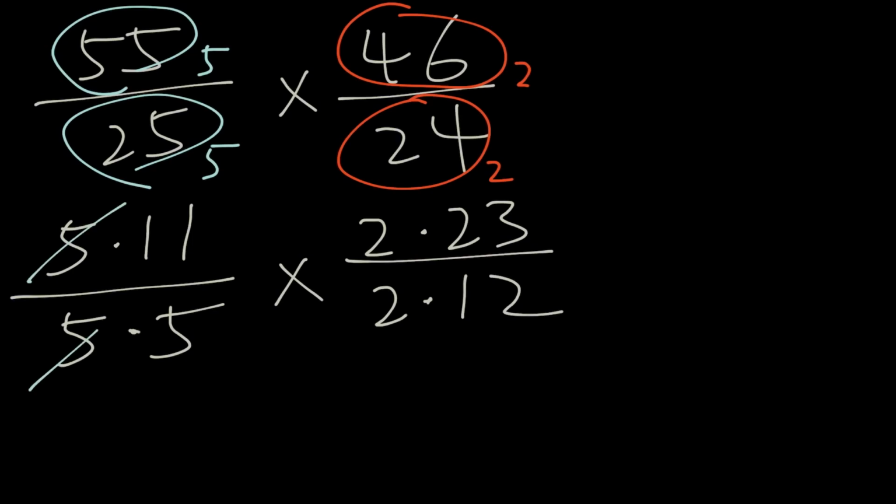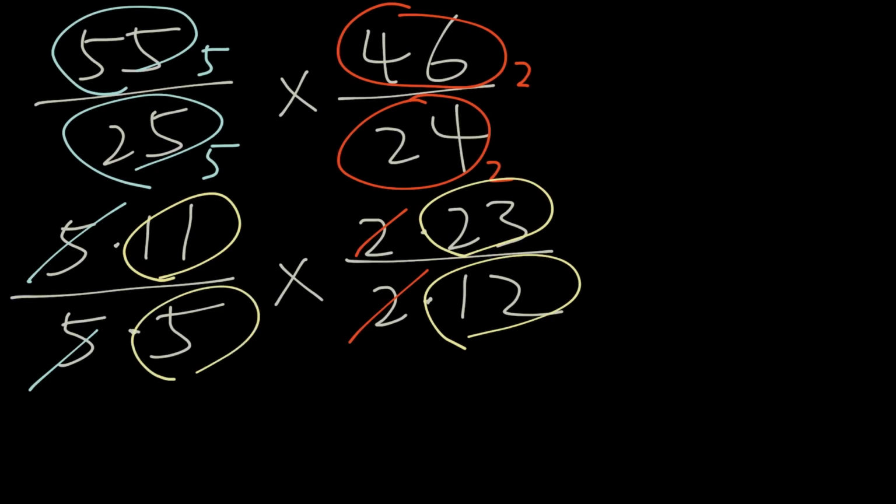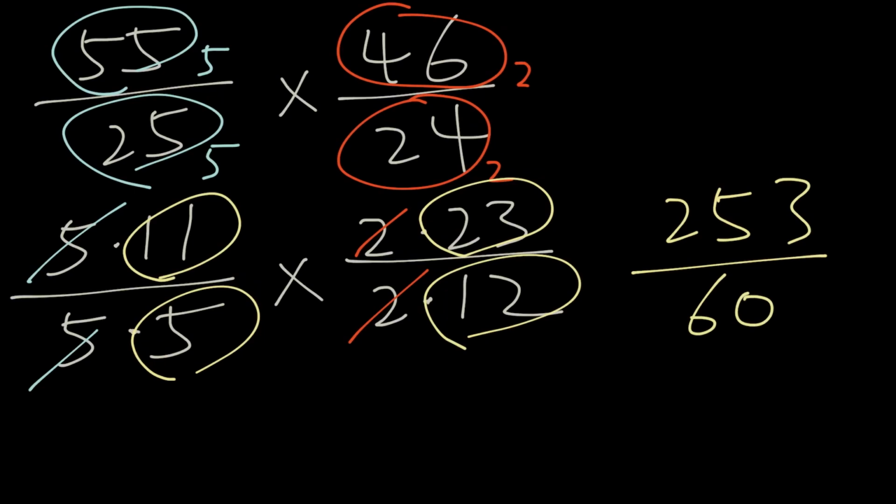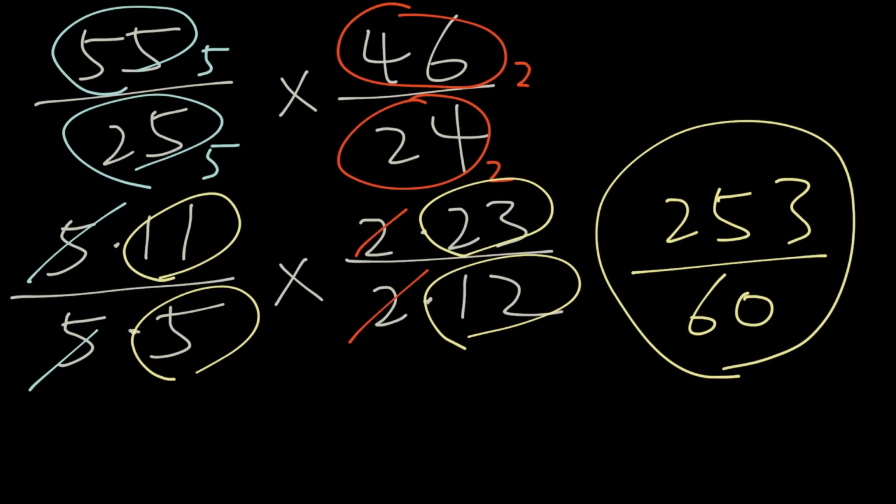Okay, so we can cross out the 5, cross out the 2, and now we're left with, and by multiplying together, we'll have 253 over 60. Now this can no longer be simplified further, so this would be our final answer.